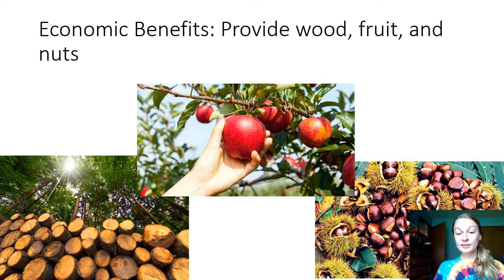And then moving on to some economic benefits. So talking a little bit about money in terms of food and resources that they can provide. Trees are made of wood, and we can use wood for all sorts of things. They also flower and provide fruit, so we use that fruit. We can use it to eat, we can use it to make other things, we can feed animals with that fruit, and they also provide nuts for animals and for ourselves.